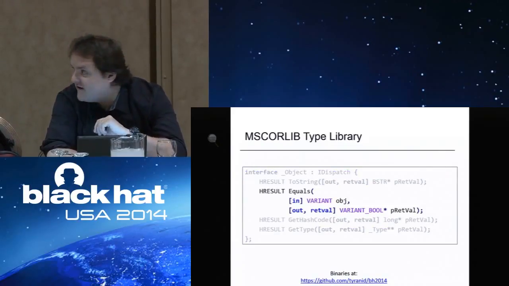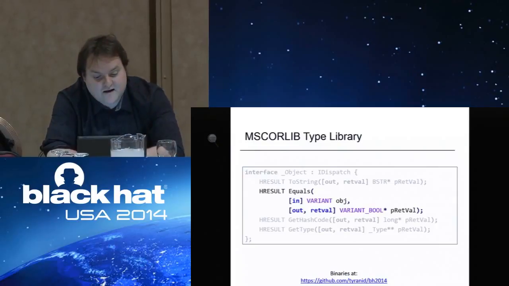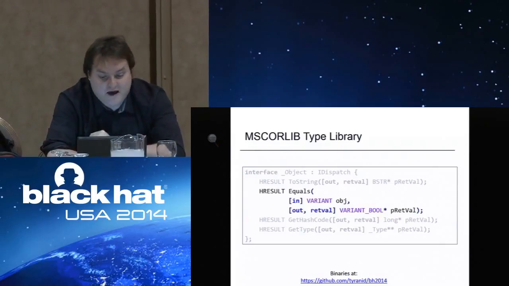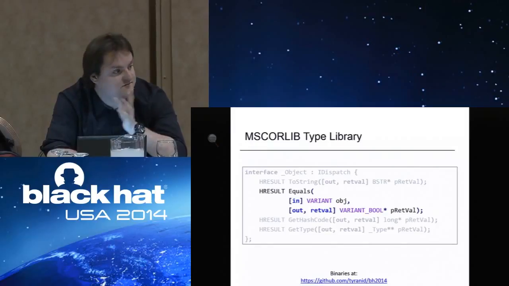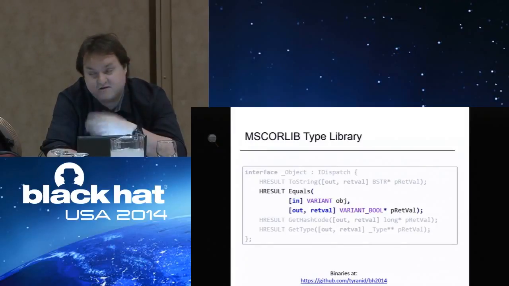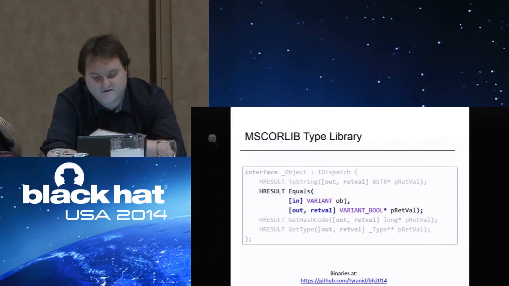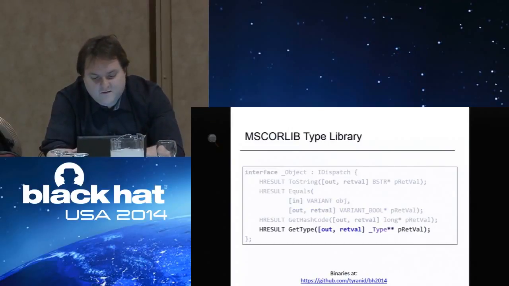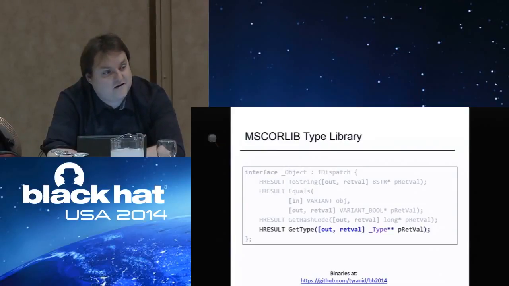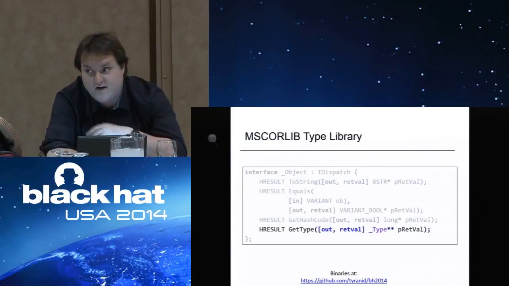And there's two very interesting functions. The first one is equals. And the reason equals is interesting is you can pass arbitrary objects to it. That's kind of cool, because it's a variant. And variant's a COM way of passing arbitrary data to a function. But the one which really caught my eye is getType. And getType is a function that, probably unsurprisingly, returns you a type object. And the type object is a window into the .NET reflection APIs.